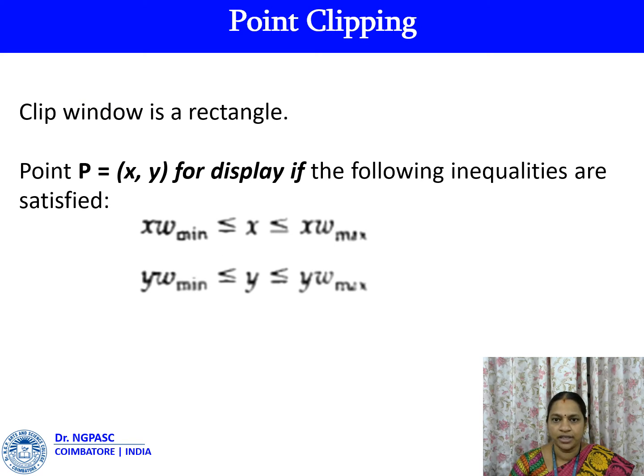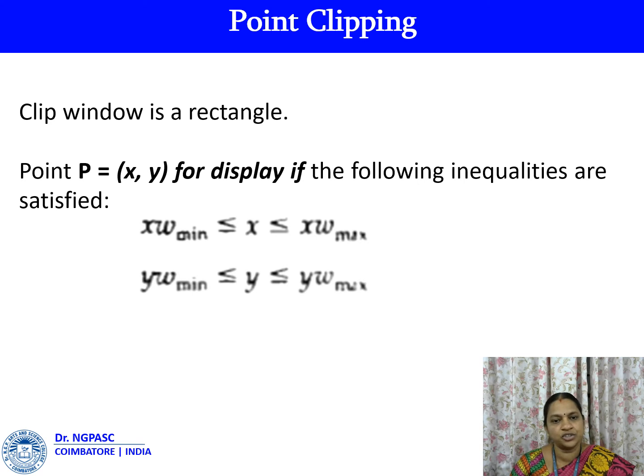Next one is point clipping. In point clipping, we are finding whether a given particular pixel value, the point, lies inside the rectangular area or outside the rectangular area. So the window has its own minimum and maximum values. The point should lie between the minimum and maximum values of both the x-axis and y-axis. Then only the point will be saved and displayed on the screen. Otherwise, that will be discarded. That will not be displayed on the screen.